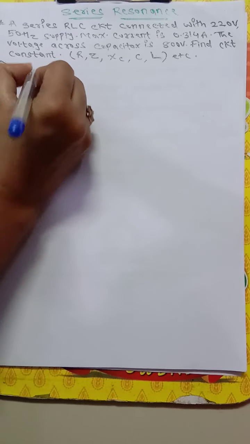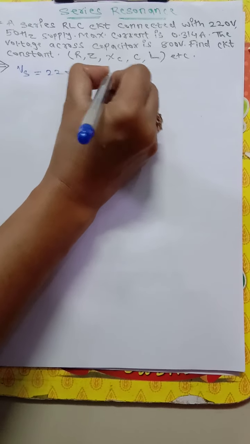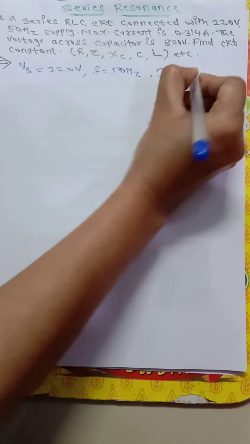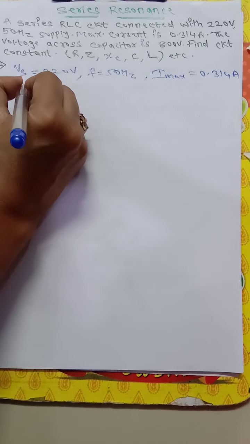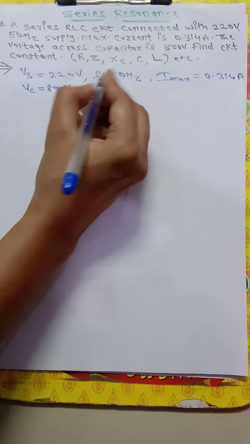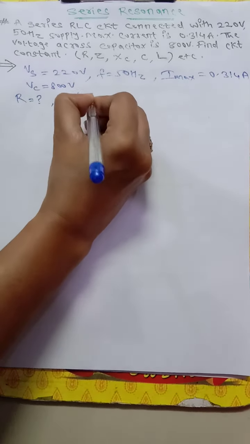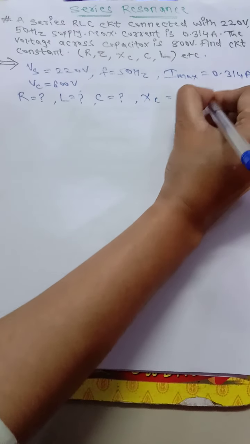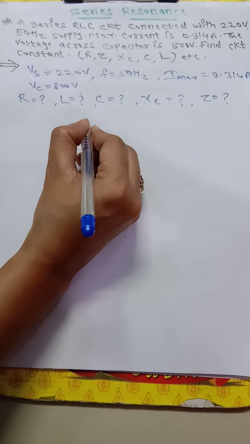The given parameters are Vs equals 220 volt, that is the supply voltage. Secondly, the frequency is 50 hertz. The maximum current is 0.314 ampere, and the voltage drop across the capacitor is 800 volt. What you need to calculate are R, L, C, the reactance, and the impedance. How can we do it? At resonance. Note down the condition at resonance.